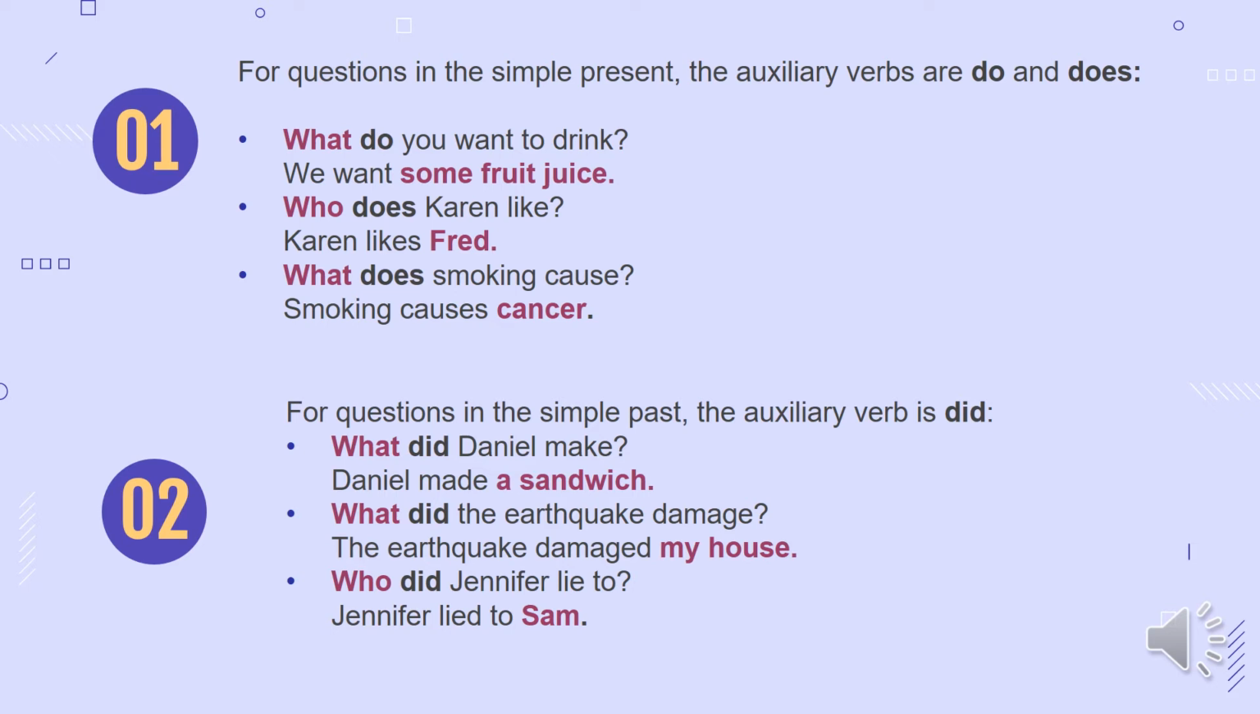Second, for questions in the simple past, the auxiliary verb is did. What did Daniel make? Daniel made a sandwich. What did the earthquake damage? The earthquake damaged my house. Who did Jennifer lie to? Jennifer lied to Sam.